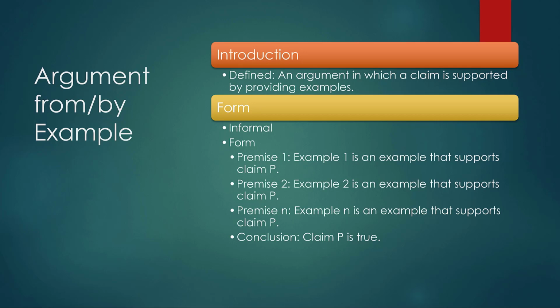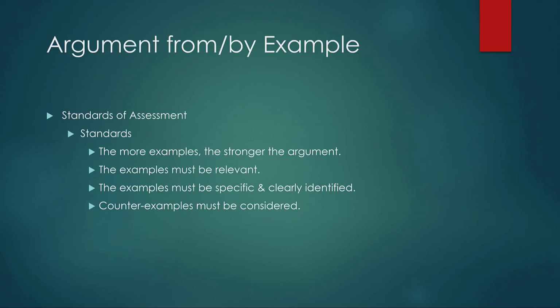So how do you tell when you've got a good argument by example? Well, not surprisingly, you look at the examples. So here are the standards of assessment. So first is more examples in general, the stronger the argument. Now, obviously, for the argument to be strong, the examples have to be relevant. So the more relevant they are, the stronger the argument. So more examples, better. But if someone's just throwing out examples that have no connection, then obviously they wouldn't help that much.